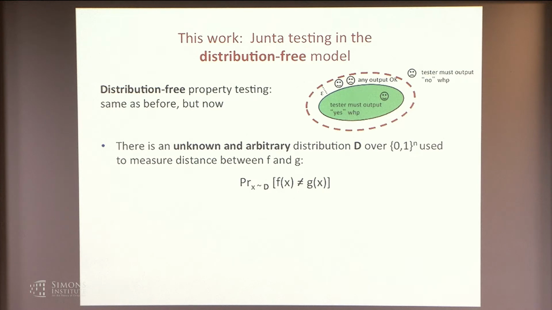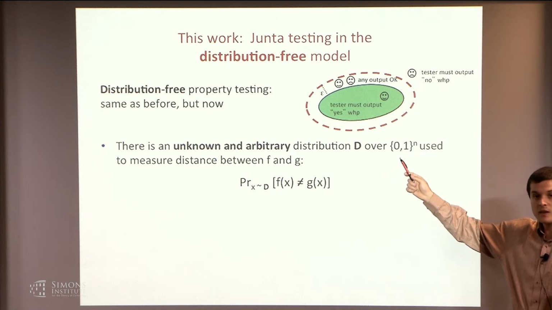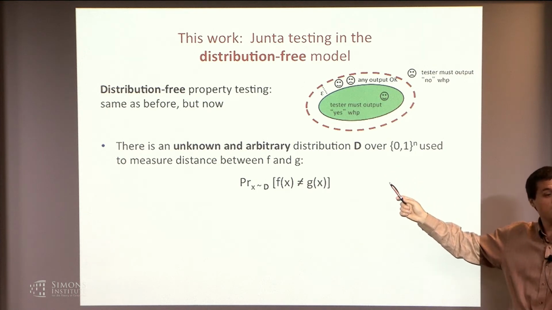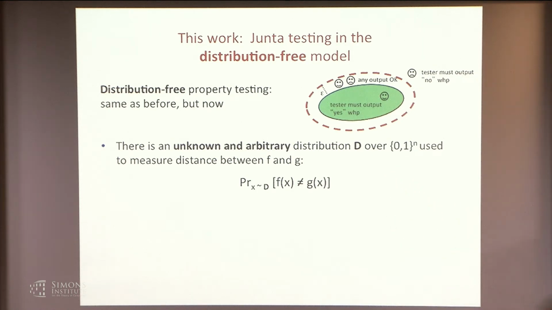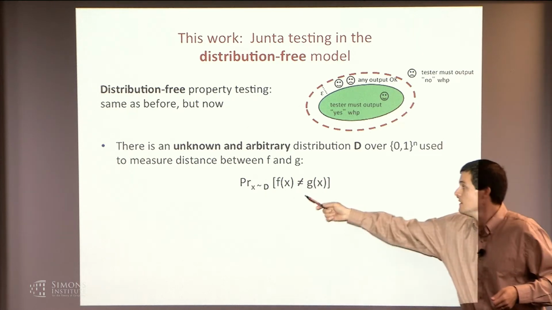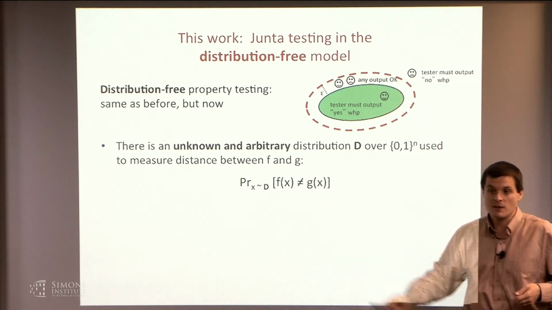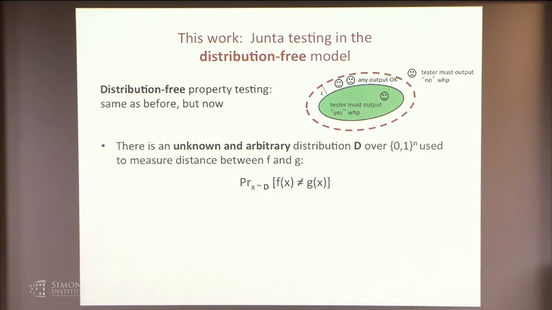So let me contrast this distribution-free model with the standard model. It's quite similar, but there are two essential differences. The key difference is there's now an unknown distribution D, completely arbitrary. The testing algorithm doesn't know it. It could be anything. And that's the distribution with respect to which we measure distance between Boolean functions. We now look at the distance between f and g: what is the mass on the symmetric difference with respect to that distribution? So this is our notion of an interesting distribution now.